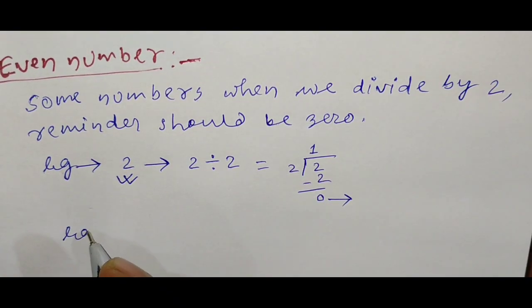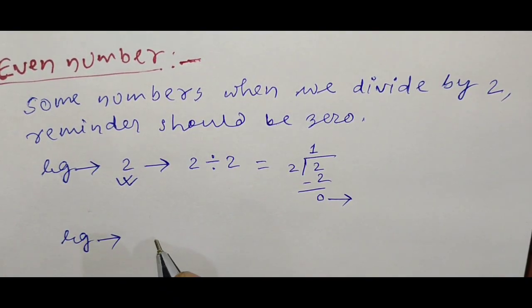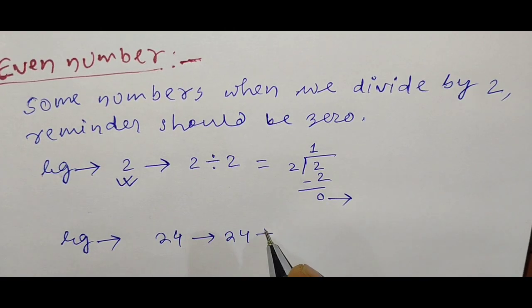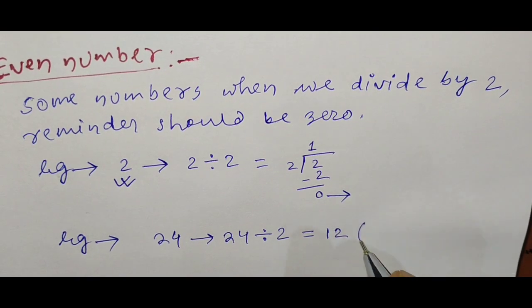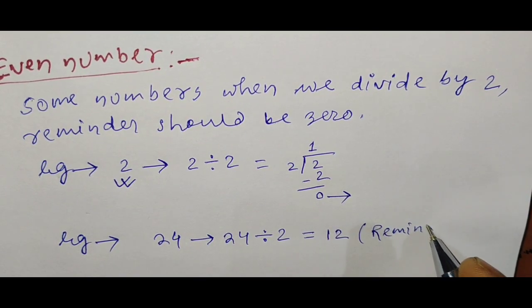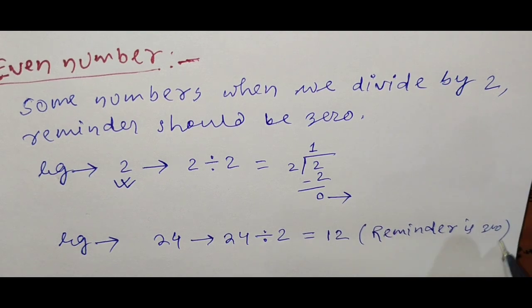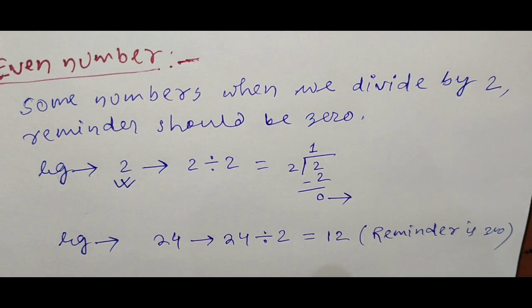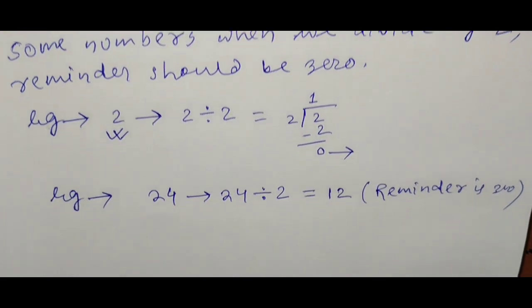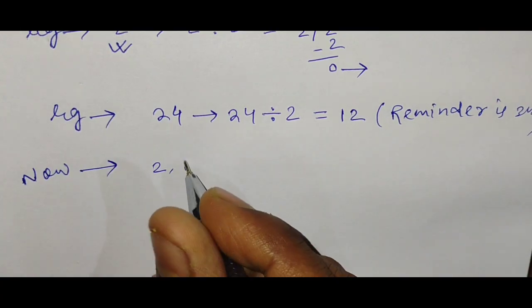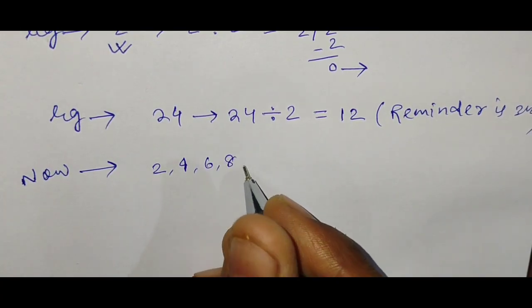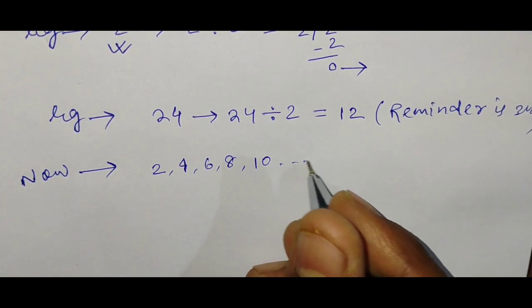One more example, say we have a number 24. If we divide this number by 2, then we will get 12 and our remainder will be 0. So if the remainder is 0, then this number is called an even number. So 24 is an even number. Now the list of even numbers will be 2, 4, 6, 8, 10, etc.